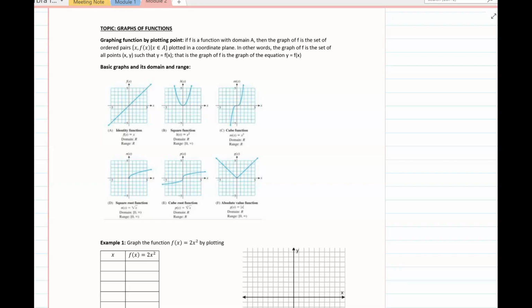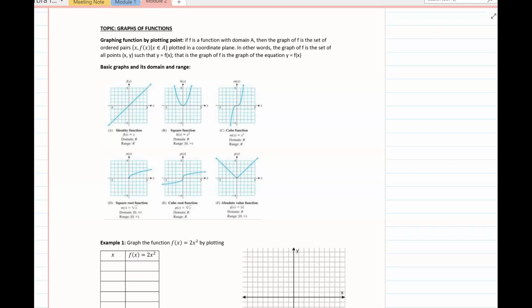If f is a function with the domain A, then the graph of f is the set of the ordered pairs (x, f(x)), where x is in A, plotted in a coordinate plane. In other words, the graph of f is the set of all points (x, y) such that y equals f of x. That is, the graph of f is the graph of the equation y equals f of x.